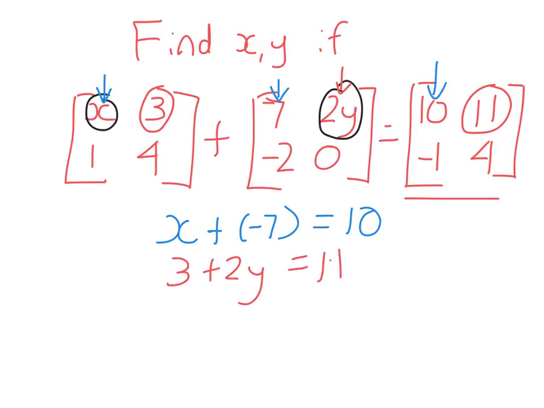So these equations are pretty easy to solve. So if x plus negative 7 equals 10, all you need to do to undo the subtracting 7 is add 7 to both sides. So x would be 17. In the second one, 3 plus 2y is 11. So I subtract 3 from both sides and then divide by 2, just like I would for normal numbers. So y would be 4, x would be 17.